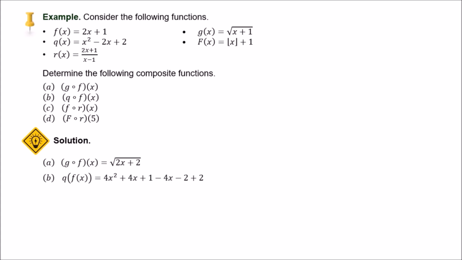We'll then arrive with 4x squared plus 4x plus 1 minus 4x minus 2 plus 2. Then we combine like terms. The final answer would be 4x squared plus 1.